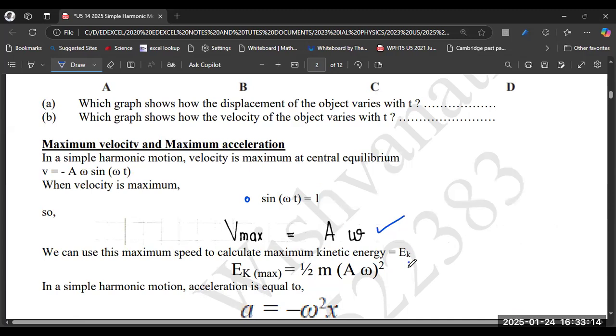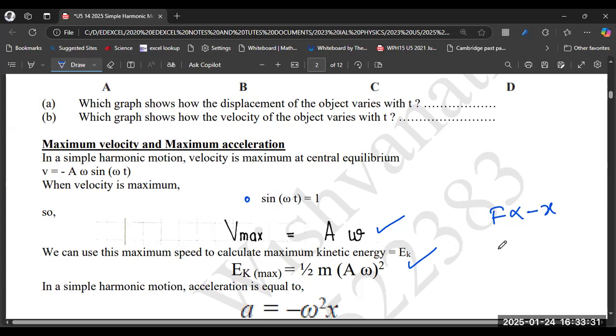And I think that is fine. And by the definition, what is the definition? Force is directly proportional to displacement from the equilibrium position, and it is always acting towards the equilibrium position.